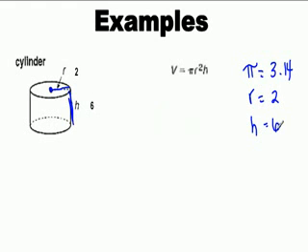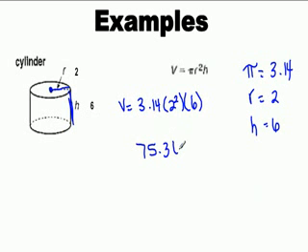So now all we need to do is plug in our numbers into our formula. So volume equals, the first thing is pi, 3.14 times radius squared, which is radius 2 squared, times 6, the height. So on your calculator, you need to hit 3.14 times 2 squared times 6. If I put that on my calculator, it would end up being 75.36 units cubed.